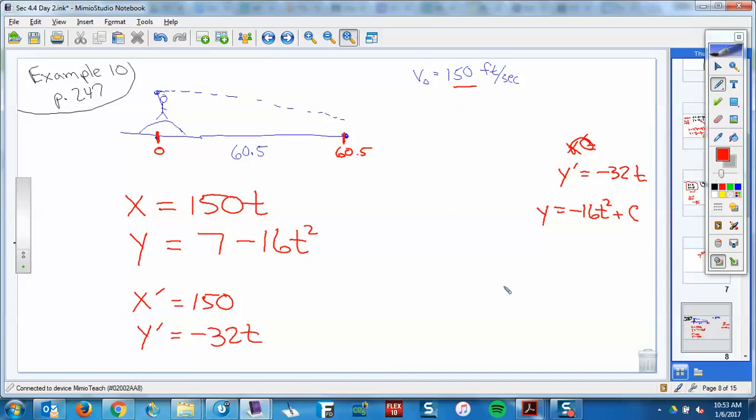So the first thing we should probably do is figure out when it crosses the plate. Using those equations and knowing what they represent, what would we have to do to see when it crosses the plate? Set the original equation, not x prime, because that's the velocity. X prime is a horizontal velocity, that's 150. Set the x equal to 60.5. We want to know when x is 60.5. So 150t equals 60.5. Divide that out for me real quick.